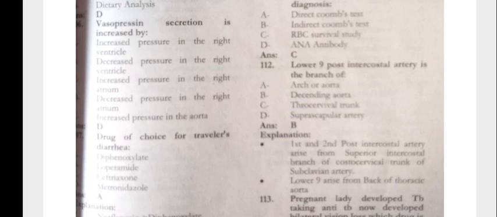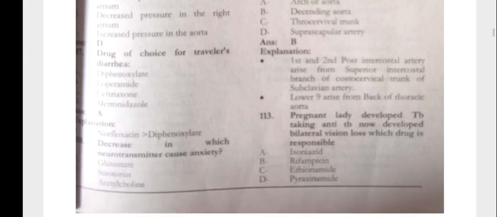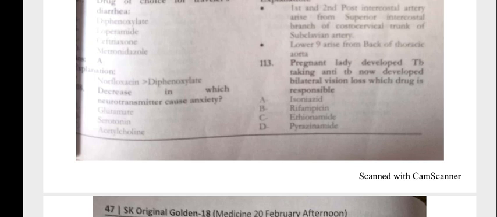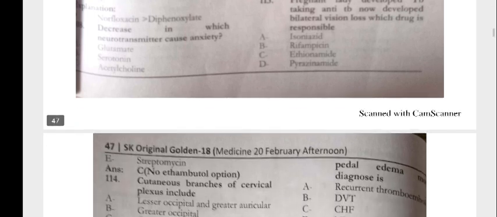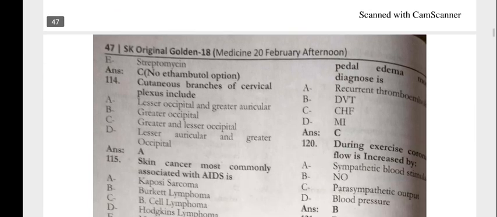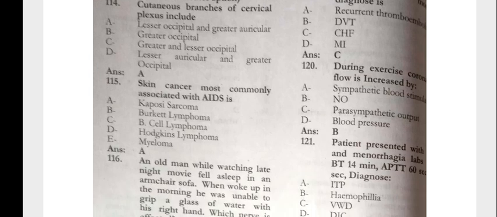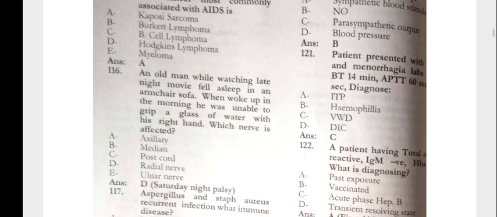Lower posterior intercostal arteries are branches of the descending aorta. The pregnant lady developed TB, taking anti-TB, now developed bilateral visual loss. Which drug is responsible? That is ethambutol. The cutaneous branches of the cervical plexus include the lesser occipital and the greater auricular. The skin cancer most commonly associated with AIDS is Kaposi sarcoma.